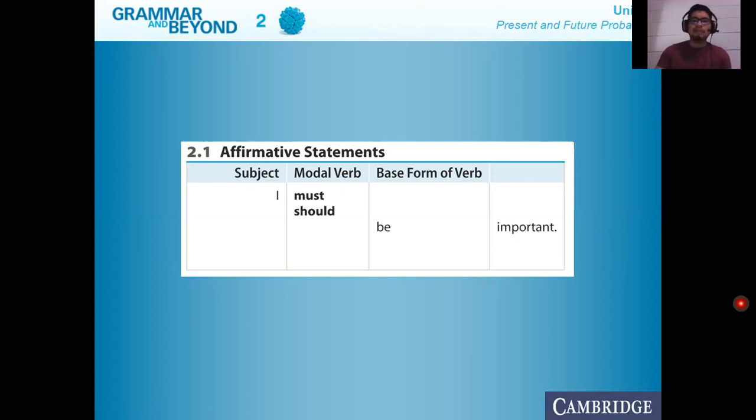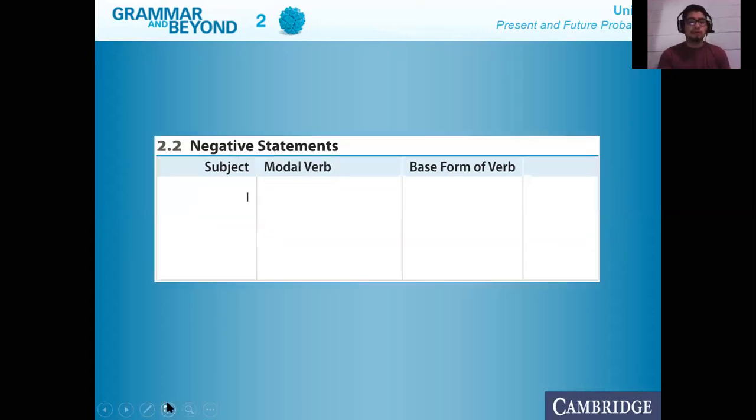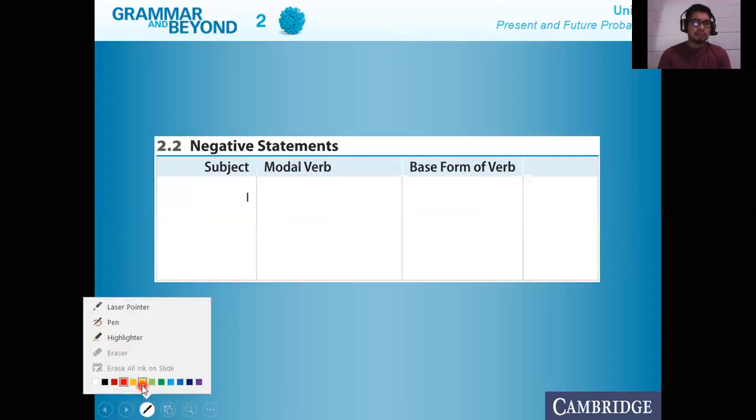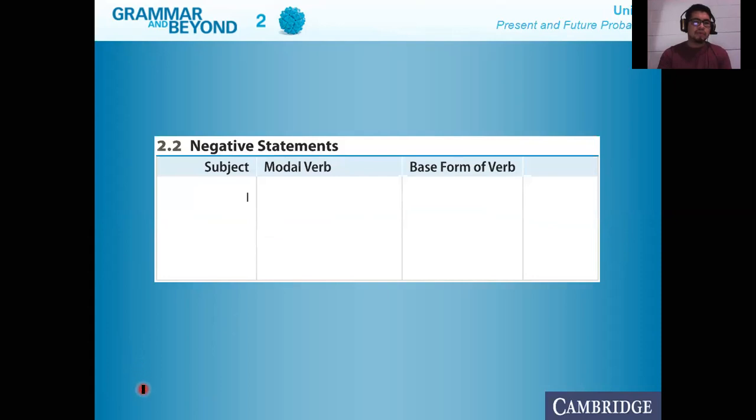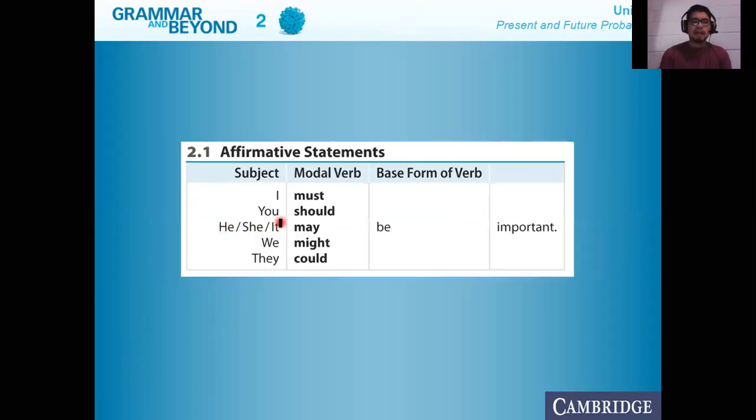So then we have, as you see, should, may, might, and could. And we can use them with all the subjects we want. Remember, when we're using modal verbs, it doesn't matter if you are using a third person singular, as we have over here, where we have he, she, or it. It doesn't matter at all, because in this case, what we are doing is that we are basically just making sure that the modals don't change at all.